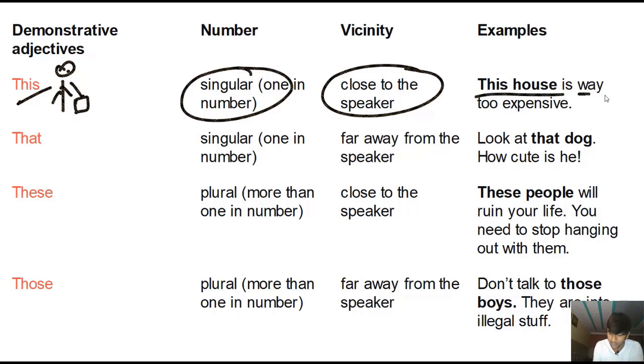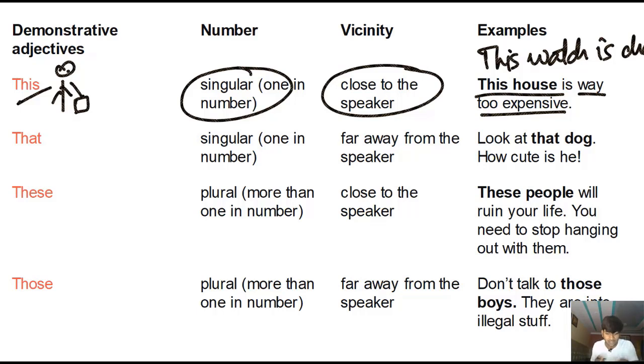This house is way too expensive. The house is right in front of me. I can see it, right? Very close to me. This house is way too expensive. This watch is cheap, right? You have a watch, right? Let's suppose the watch is right in front of us, and I'm pointing out the watch. This watch, one in number, it's just one watch, and it's close to me. One in number, close to the speaker.